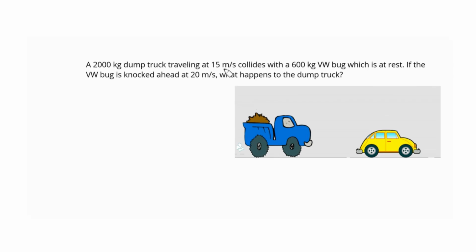A 1200 kg dump truck traveling at 15 meters per second collides with a 600 kg VW bug, which is at rest. If the VW bug is knocked ahead at 20 meters per second, what happens to the dump truck? Meaning, what's its final velocity going to be? So we again start off with the same thing.